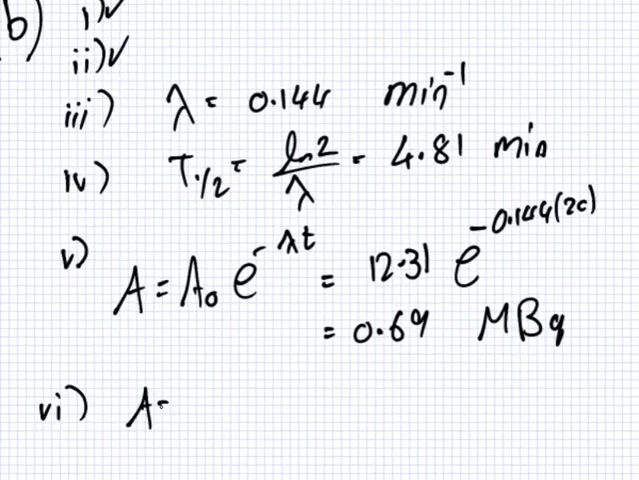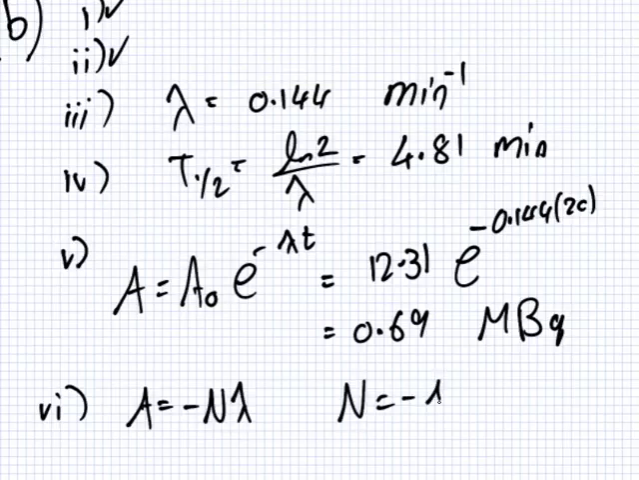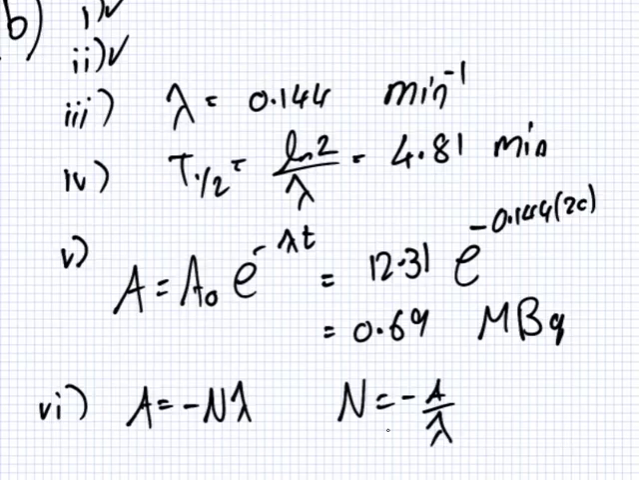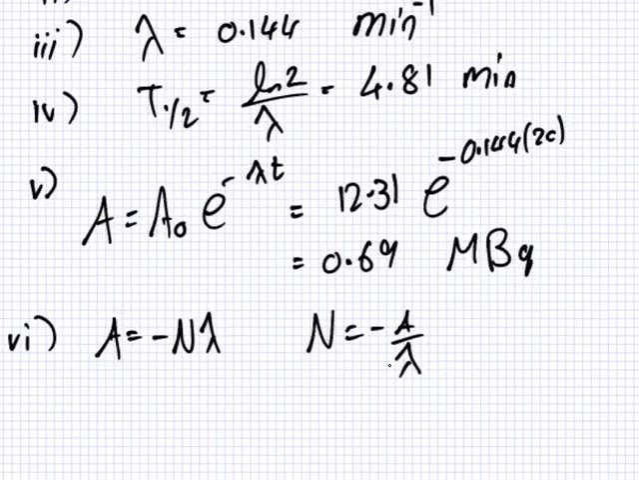So you have A equals minus N lambda. So N is minus A over lambda. Really I should have activity as a negative, but we'll just drop the minus here. A0 is 12.31 and the lambda. Now, this is where you have to be very careful because activity is measured in megabecquerels and becquerels is atoms per second.